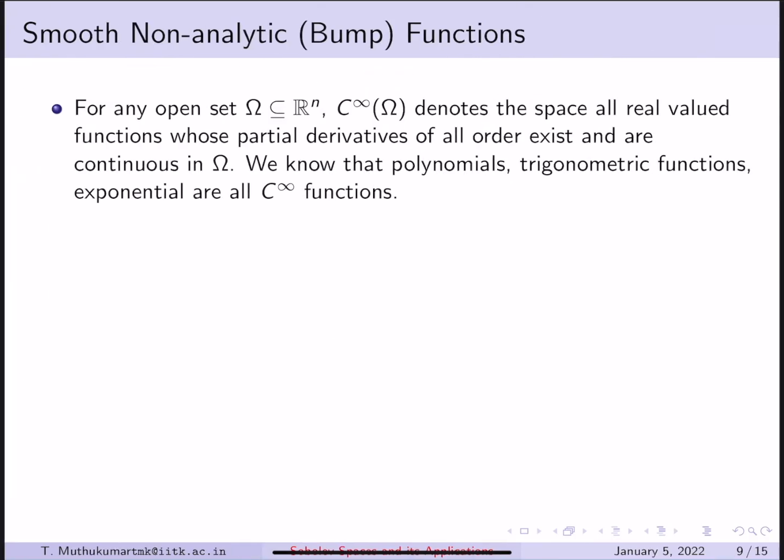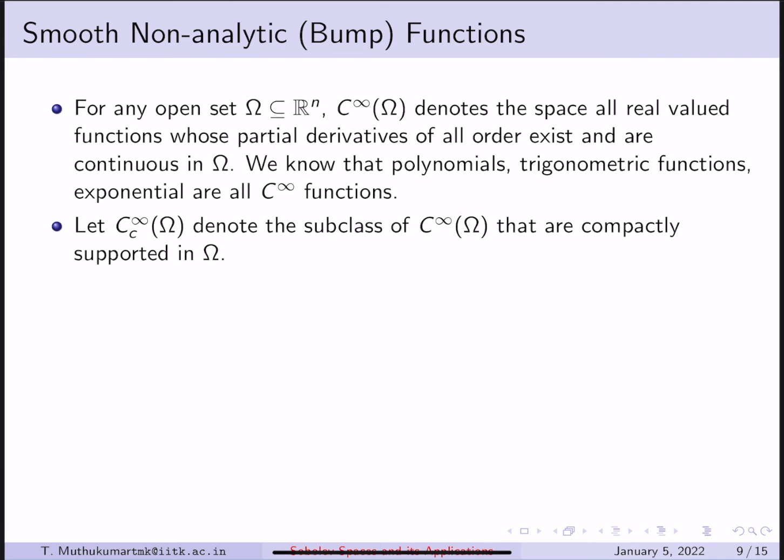So that's what we are going to look at. We are going to look at the elements of C infinity C omega. Before that, let's understand what is C infinity. As I've already said, C infinity is a space of all real valued functions whose partial derivatives of all order exist and are continuous. For instance, all multiple polynomials, trigonometric functions, exponential functions, they are all C infinity, at least in one variable.